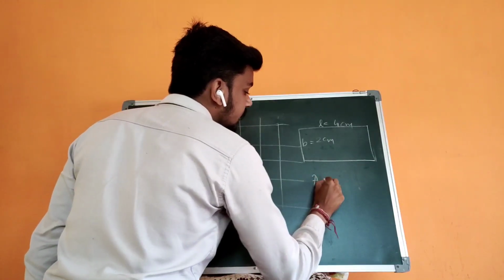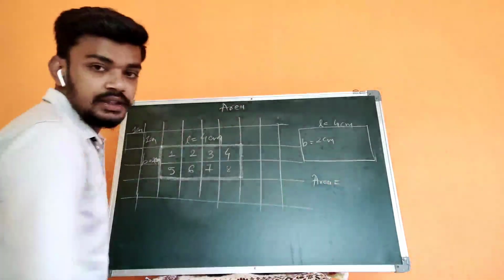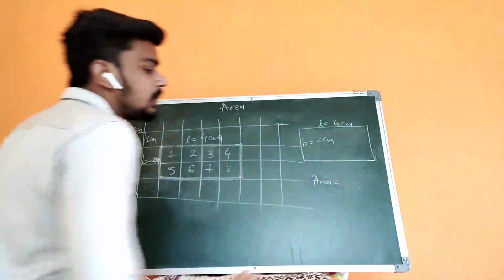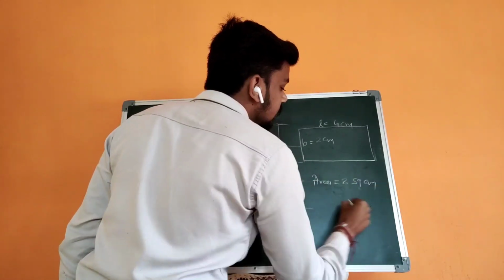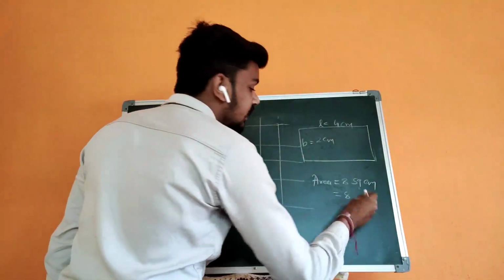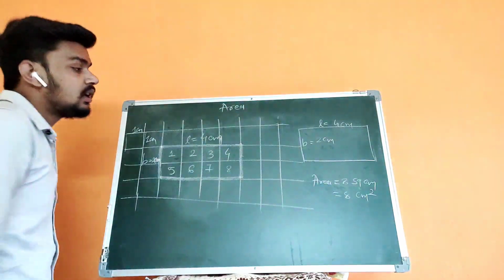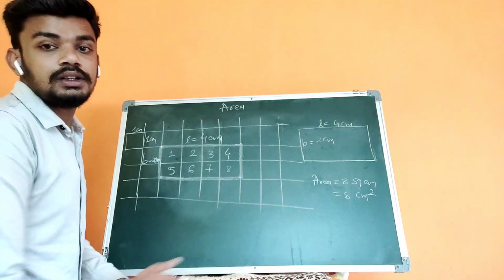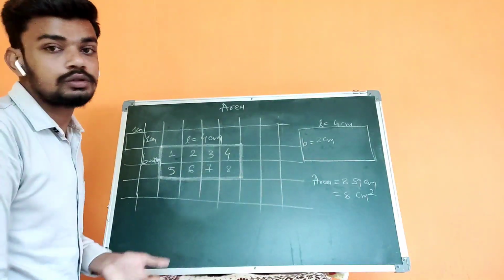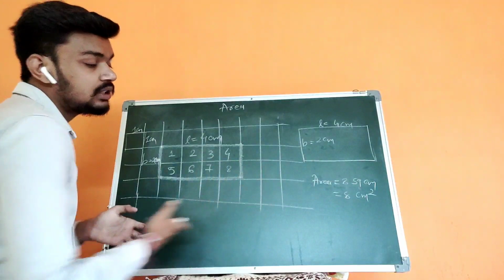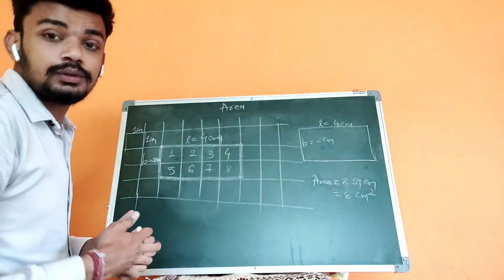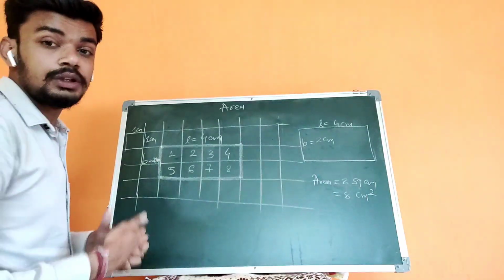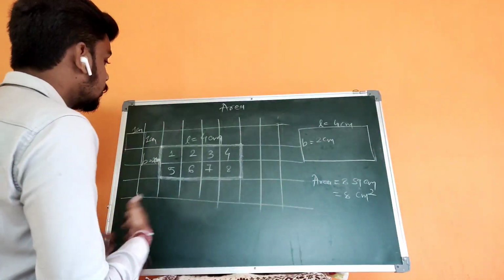As per that, the area is 8 erasers, but the eraser is of size 1 by 1, so the answer is 8 square centimeter, or we can write it like 8 centimeter square. In place of centimeter there could be meter also, so the area is meter square or square meter, or kilometer also, so for that also square kilometer.